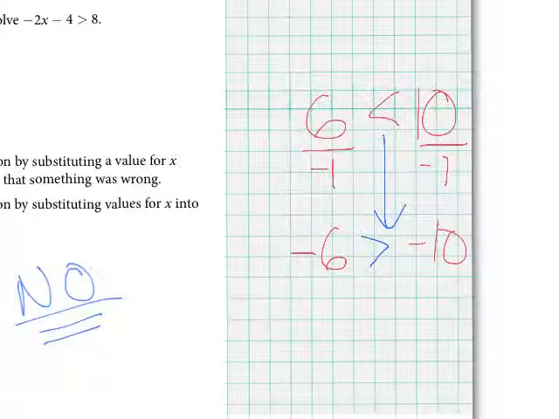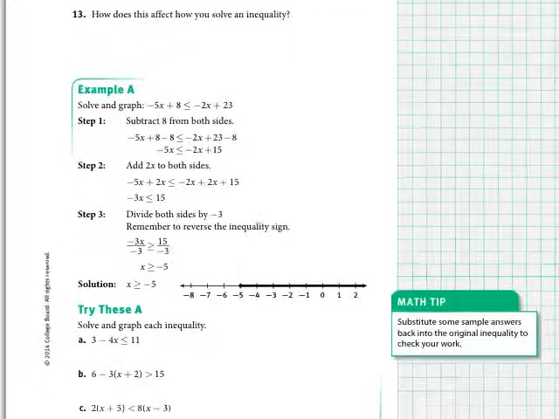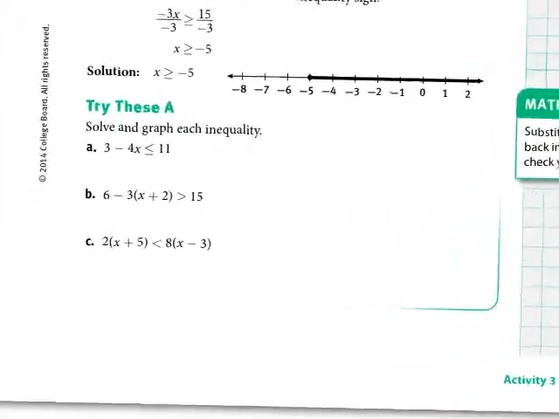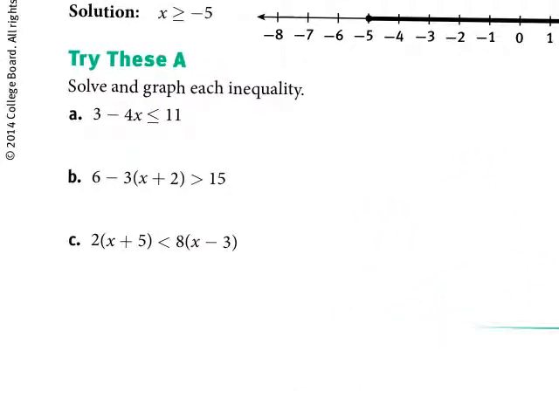Okay? All right, so let's flip to our last page here. I want you to do the Try These A, B, and C down at the bottom together with your partners. Go ahead.